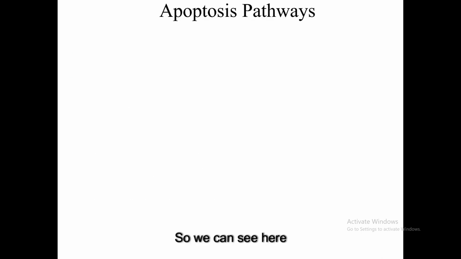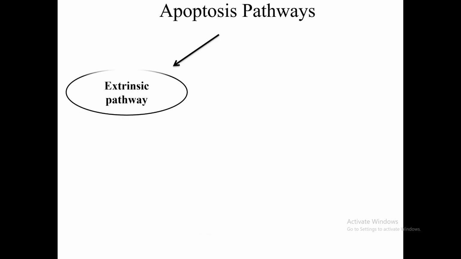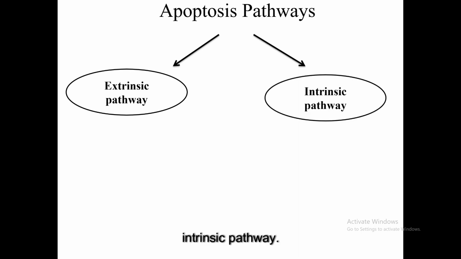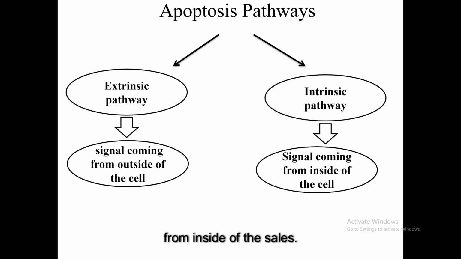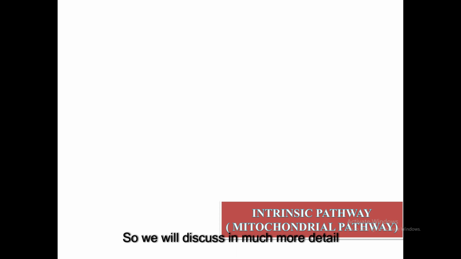We can see here there are two pathways basically in apoptosis: an extrinsic pathway and an intrinsic pathway. Extrinsic pathway means the signal is coming from the outside of the cell, whereas intrinsic pathway means the signal is coming from inside of the cell. So apoptosis can take place either via the extrinsic pathway or via the intrinsic pathway. We will discuss the intrinsic pathway in much more detail in today's video.